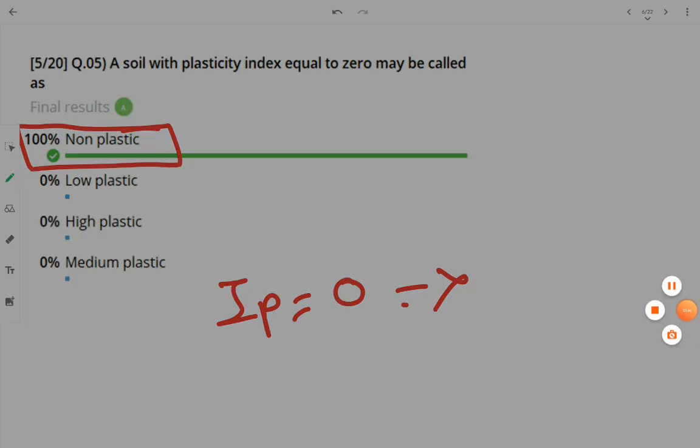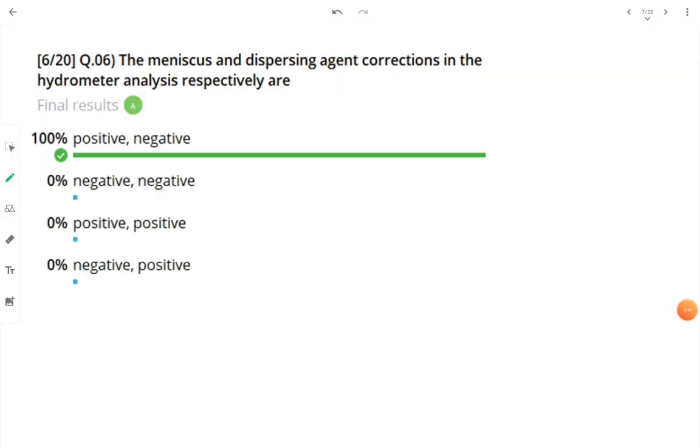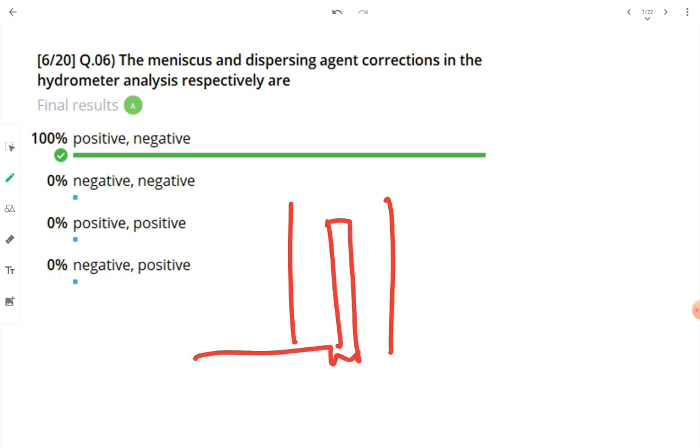Alright, then the meniscus and dispersing agent correction in the hydrometer analysis respectively are. When we are conducting hydrometer analysis of the soil, what is the correction regarding meniscus and regarding dispersing agent? See, we have to decide whether the meniscus correction should be positive or negative. Let's first see the thing. Say this is the hydrometer tube and this is where we take the reading. Now see, whenever we dip the hydrometer in liquid, the meniscus is formed something like this.